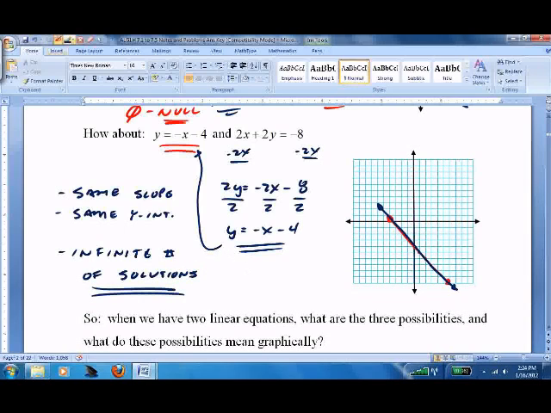For example, one possible solution would be 0, -4. And you'll notice that works in both of these. Another possible solution would be -4, 0. That works in both of them. So there's an infinite number of pairs that you can come up with, but they're not just any random number.